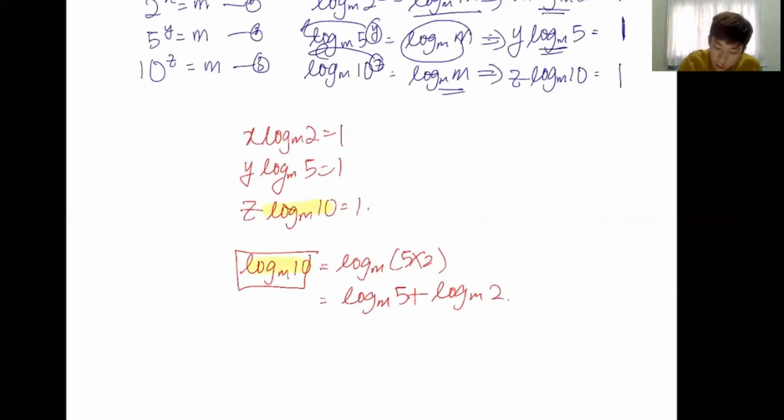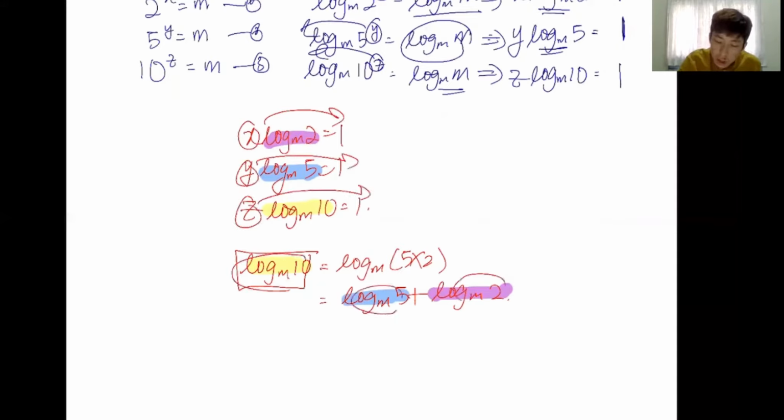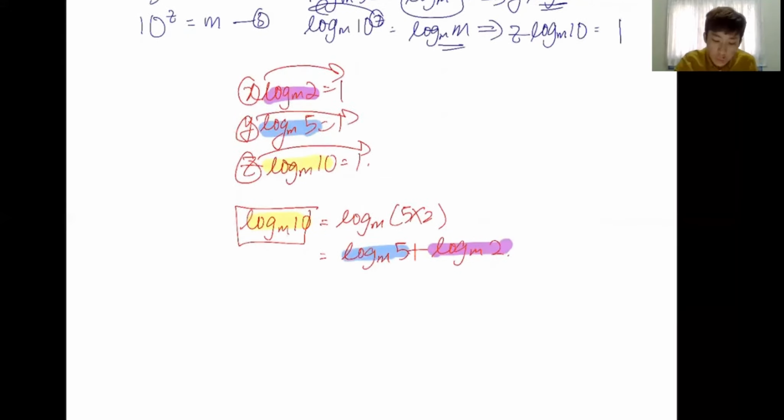Can I get log_m 5? Can, because this is log_m 5. Can I get log_m 2? Can, I can get log_m 2. What I just have got to do is remove this x, remove this y, remove this z. Then I have these three things ready, then I can substitute inside. You get what I mean? That's the main goal, that's the idea for this question.